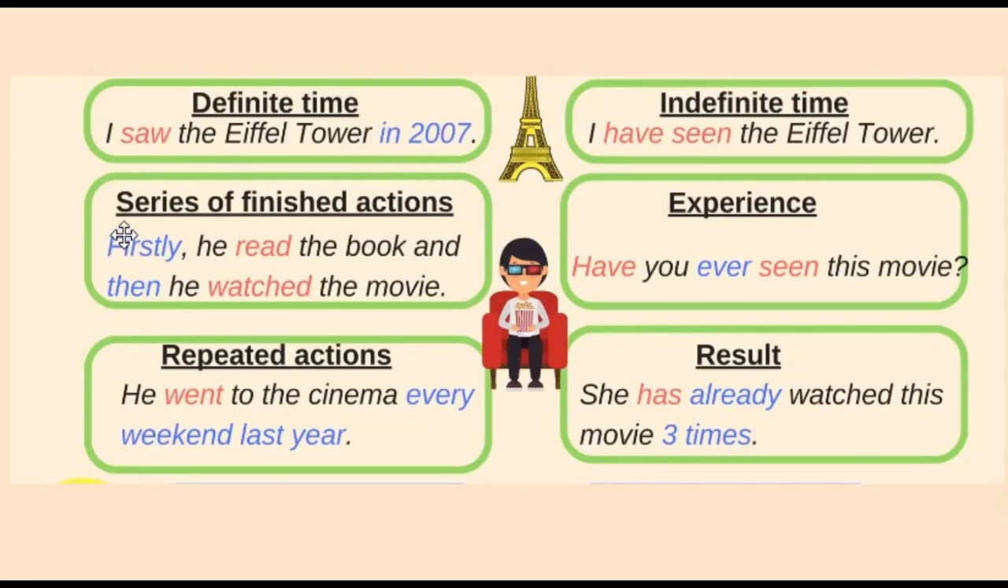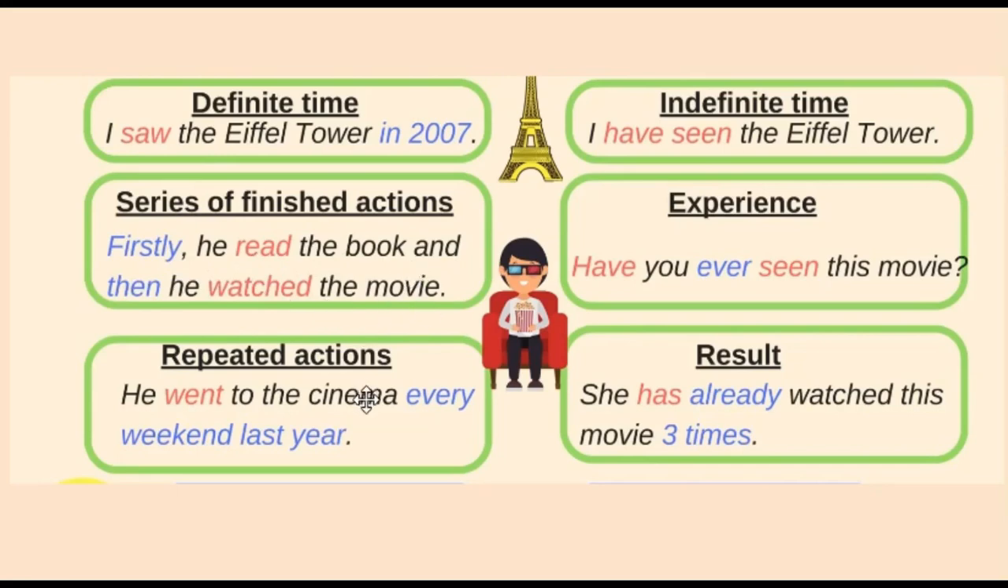The next: when we tell a story and there is a sequence of actions. I did this, then I did this, then I did something third. If it's a sequence of actions, one after another, we use past simple. First, he read the book and then he watched the movie.